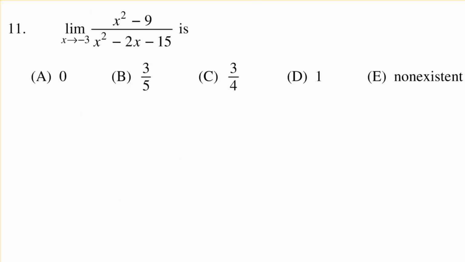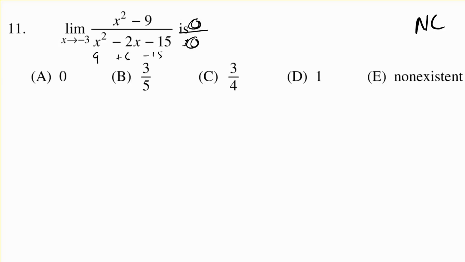Here's a nice little pre-calculus test question for us. The limit as x goes to -3 of this function. Now if I put a -3 in, I get 9 plus 6 minus 15, which gives me a denominator of 0. If I put it here, I get a 0 over 0.